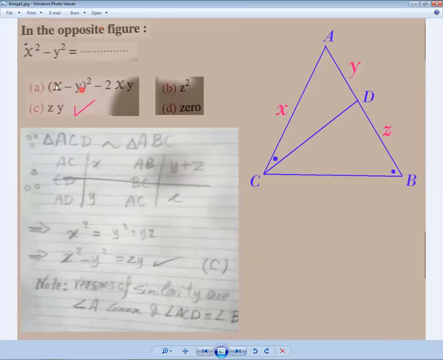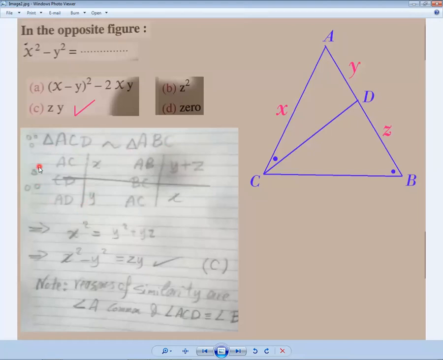Second problem, in the opposite figure, x to the power of 2 minus y to the power of 2 equals a, b, c, d. We have to choose. Here I have the solution as follows. The 2 triangles, the smaller one here, ACD, and the bigger one, ABC, are similar because number 1, angle A is common between them. Number 2, the angle C in the smaller equals angle B in the bigger. So the 2 triangles are similar. First step, triangle ACD is similar to triangle ABC.